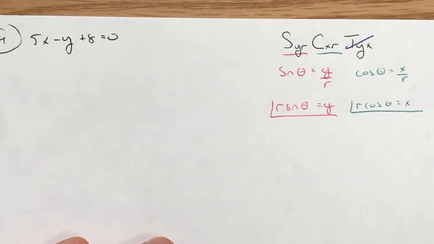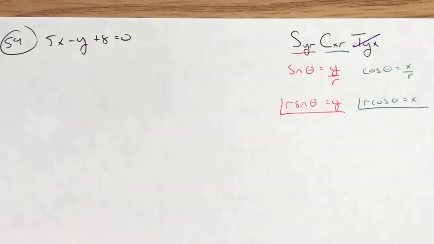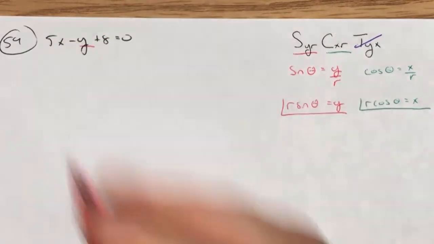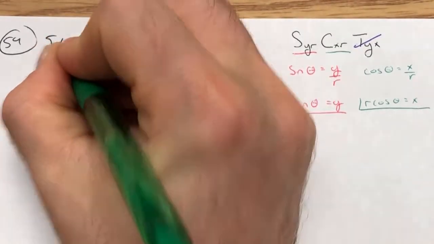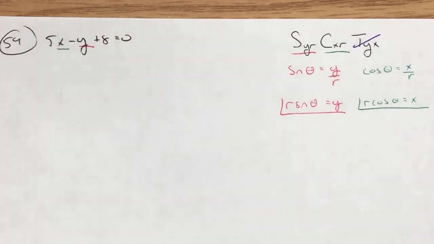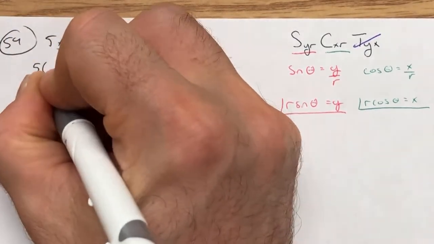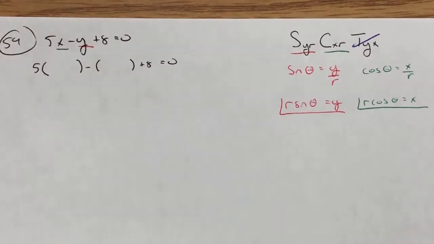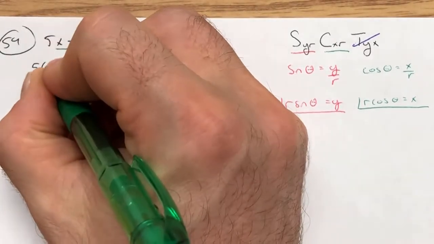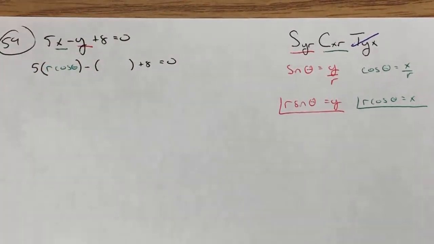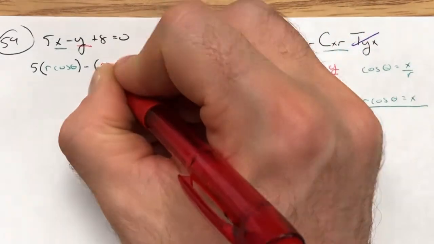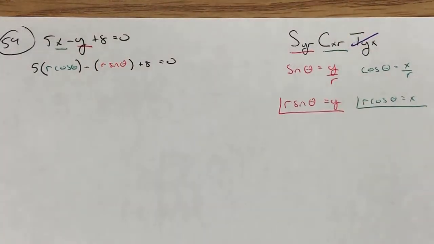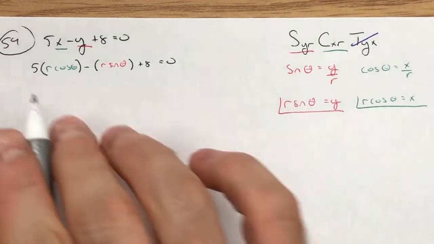Let's zoom out just a bit. Okay. So I know that I can replace my y, and I can replace my x, and I will do exactly that. So 5 times blank minus blank plus 8 is 0. My x is replaced with r cosine of theta. My y is replaced with r sine of theta. Perfect. So let's go ahead and solve this.